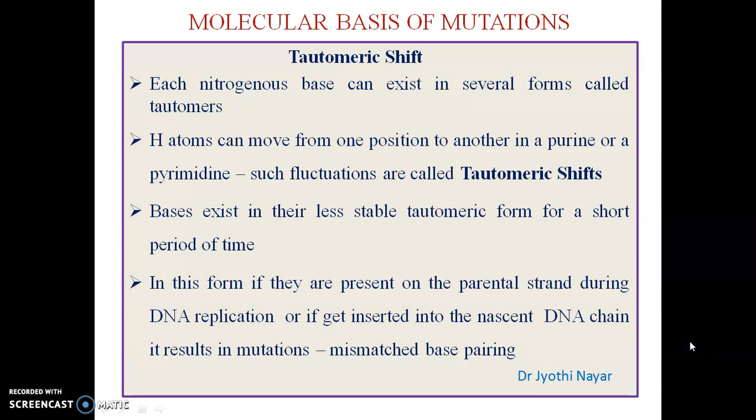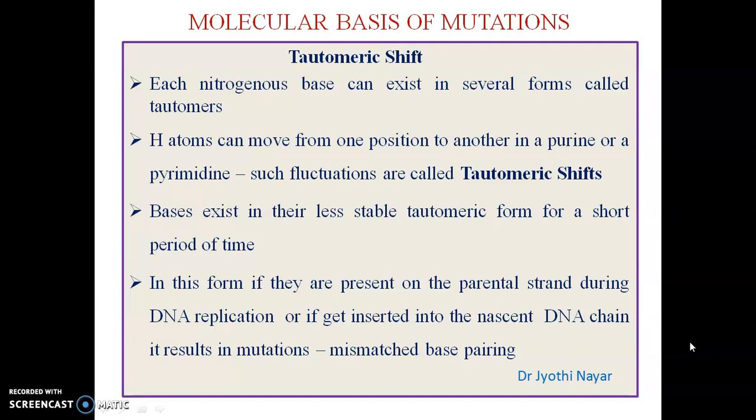Let's start with the first one, tautomeric shift. Nitrogenous bases can exist in several forms called tautomers. Tautomers are isomers that differ in the position of the atoms and in the bonds between the atoms. A hydrogen atom can move from one position to another in both purines and pyrimidines. These fluctuations are called tautomeric shifts. Bases usually exist in the less stable tautomeric form for a short period of time.